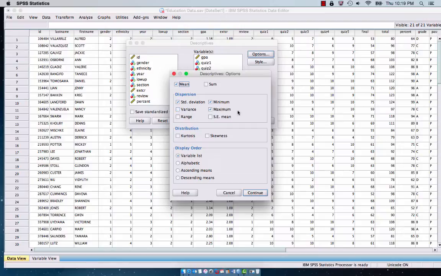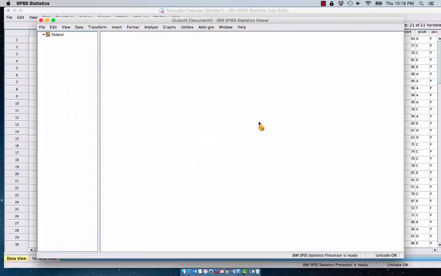If you wanted the variance, you could get that. If you want the range, that's the difference between the largest and the smallest value for a variable. And then in terms of the distribution, the shape, the kurtosis would be how peaked the variable is, and the skewness would be whether the scores are shifted to the right or to the left in terms of normality. And so we can go continue and then OK.